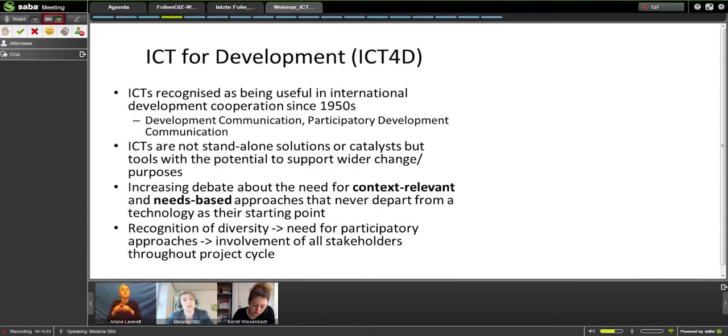Who should pay electricity? Who maintains the devices? Who pays for internet connection? These were all unsolved questions.